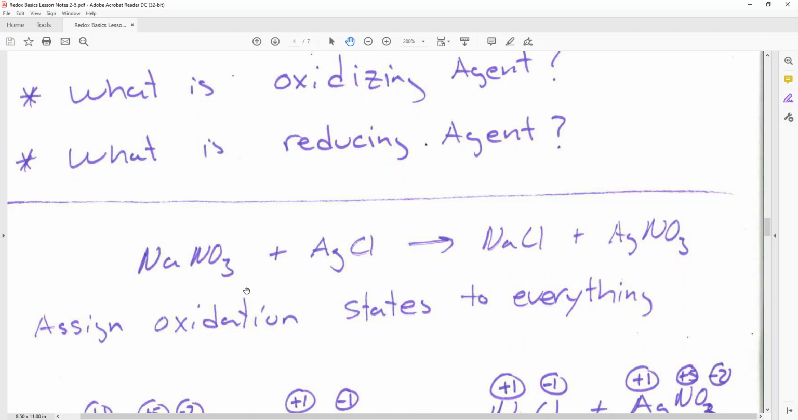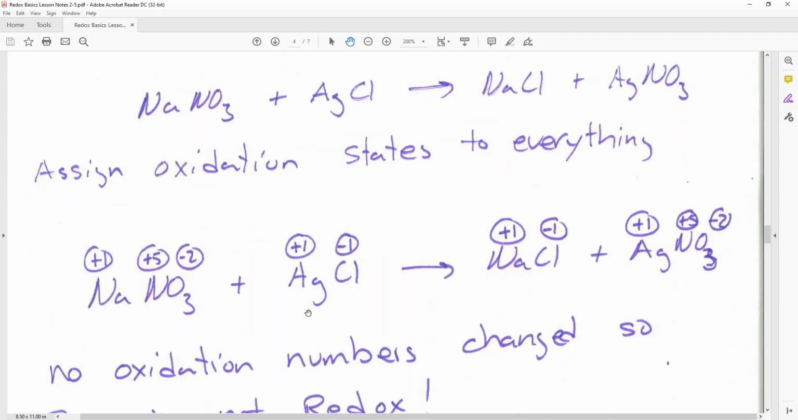So what we would do here is assign oxidation states. And again, if you don't understand how I did this, you need to figure that out, okay? Sodium's +1 because it's a monatomic ion. Oxygen would be -2. And to make this whole thing add up to 0, nitrogen would have to be +5. Okay, silver's +1, that's -1, +1, -1, +1, +5, -2.